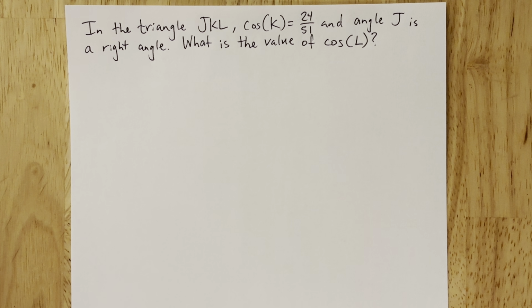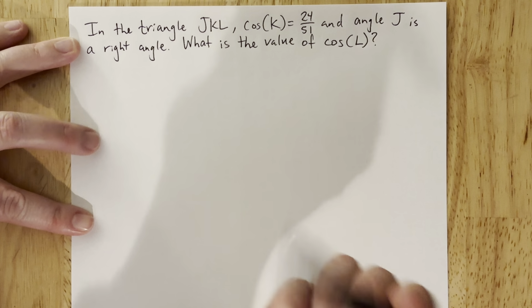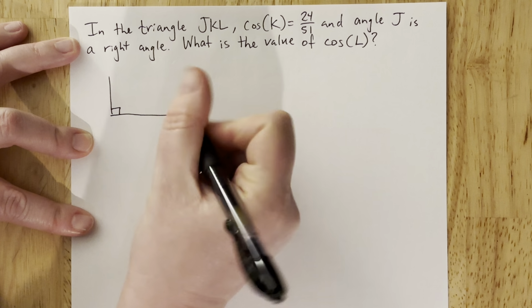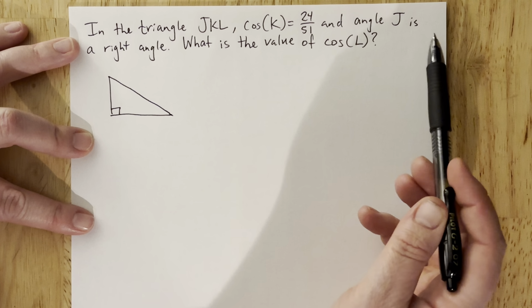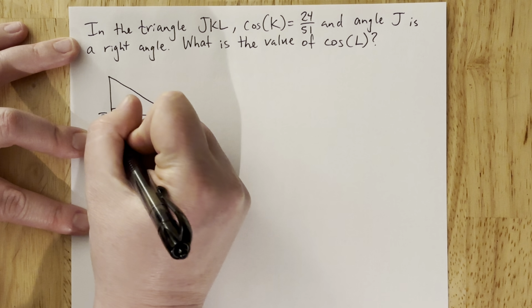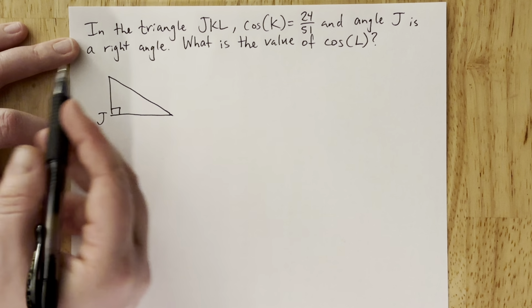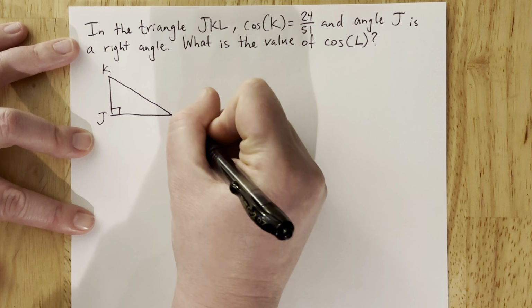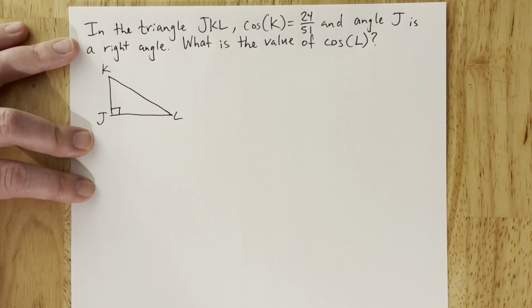So whenever we're given a description of a triangle, it really helps to draw the triangle. So we know one of the angles is a right angle, so I'm just going to draw a generic right triangle. The next fact we're told is that angle J is the right angle, so I'm going to label this J. And we know the cosine of K, so I just have to pick a side to be K. This is not drawn to scale obviously, so I'm just going to let this be K and this be L. So cosine of K is 24 over 51.